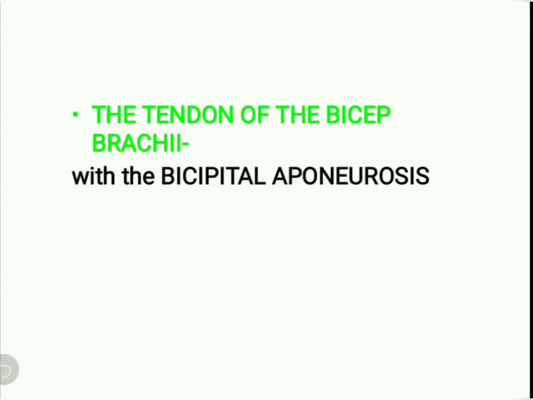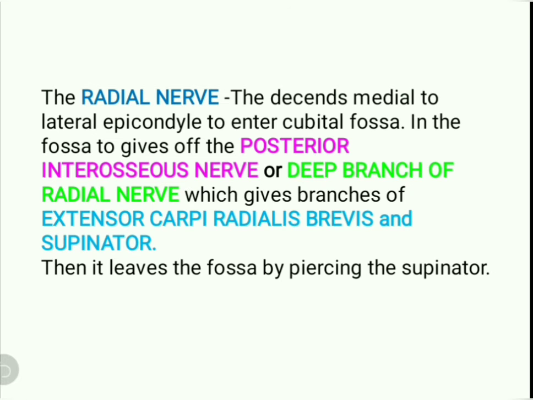Now the next B is the tendon of the biceps brachii. This we know is the bicipital aponeurosis. We know that. Now the radial nerve. In the cubital fossa, the radial nerve will give off the posterior interosseous nerve, which we can say is the deep branch of the radial nerve.